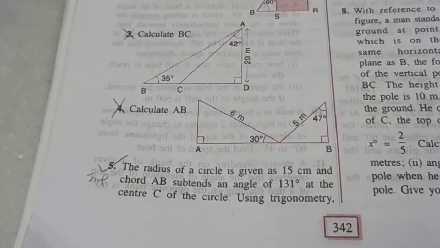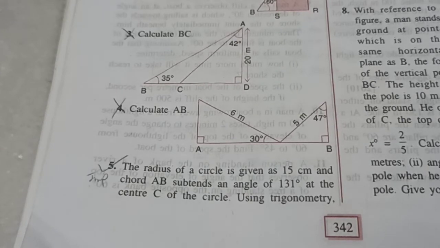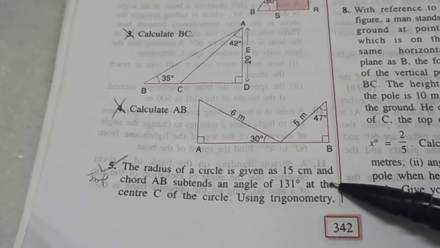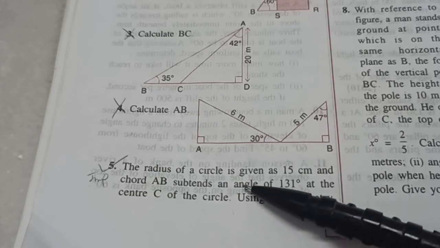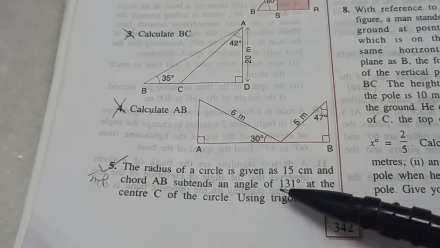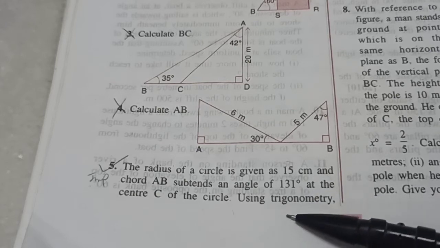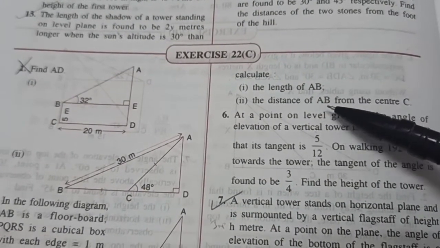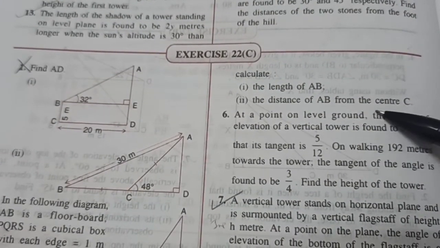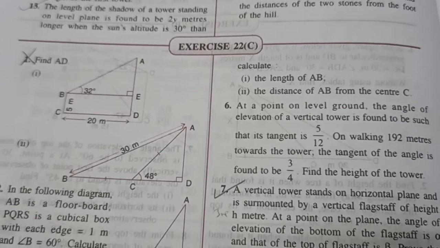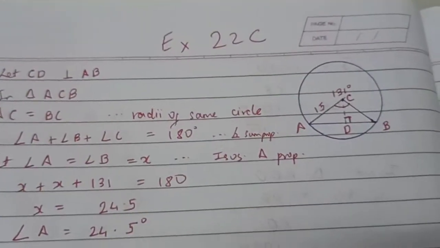Mark it as IMP. The radius of a circle is 15 centimeters and the chord AB subtends an angle of 131 degrees at the center. So we have to calculate the length of the chord and the distance of the chord from the center, the perpendicular distance. This is the diagram.